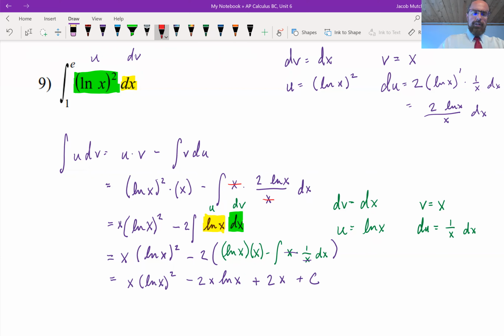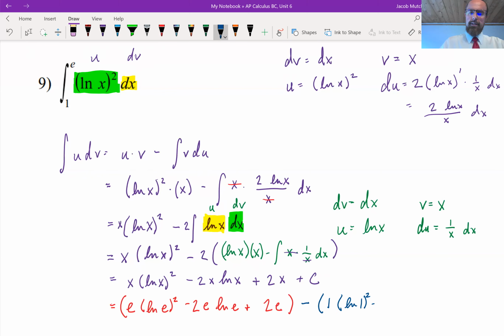We'll start by putting in the upper limit. So it's going to be e times the natural log of e squared minus 2 times e natural log of e plus 2e, minus, now we're going to plug in 1 for x. So it's 1 times natural log of 1 squared minus 2 times 1 times natural log of 1 plus 2 times 1.